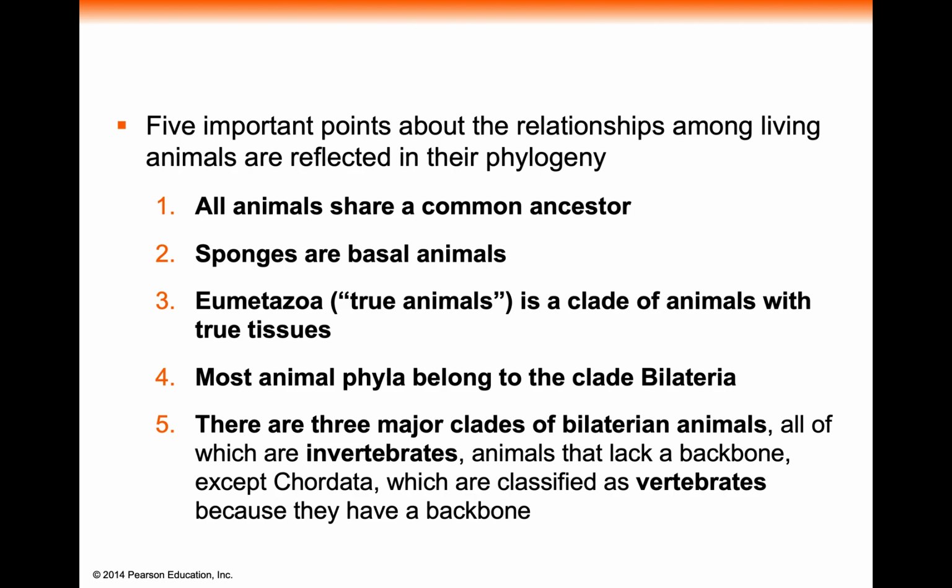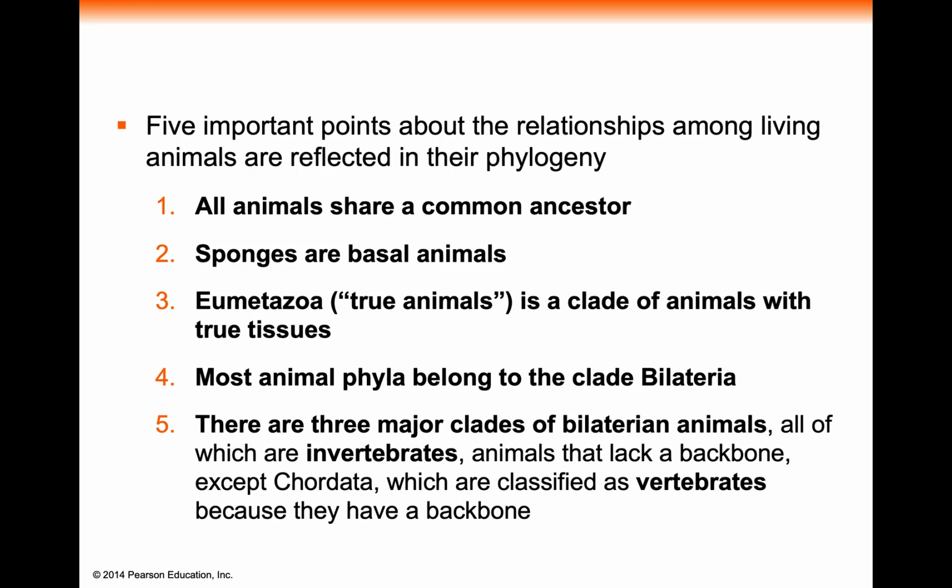That's about it. Eumetazoa are your true animals, and they're the animals with tissues. So basically, every other animal fits into that category. Most animal phyla belong to the clade Bilateralia. And so we have the radials and the bilaterals, and we diverge into these two major groups, but the most successful one is the bilaterals, and they kind of take over.